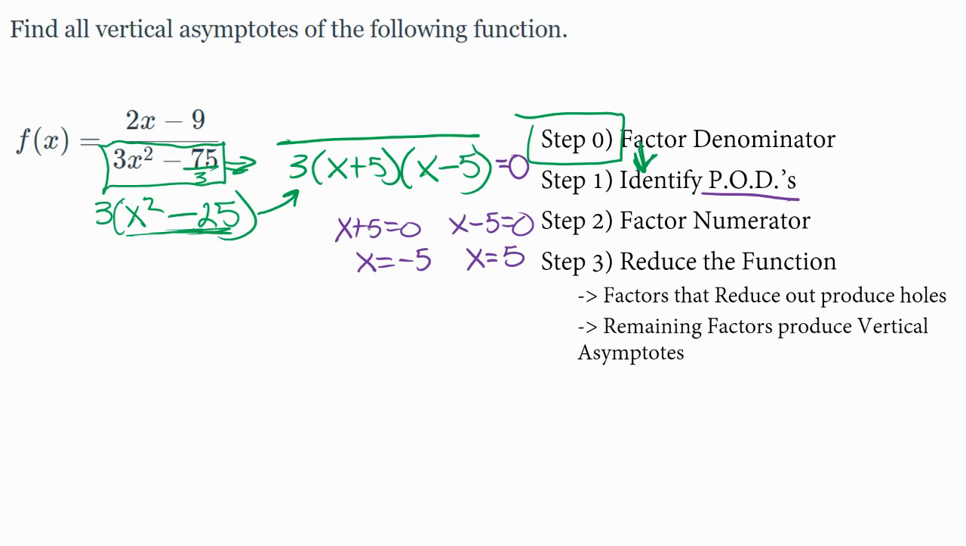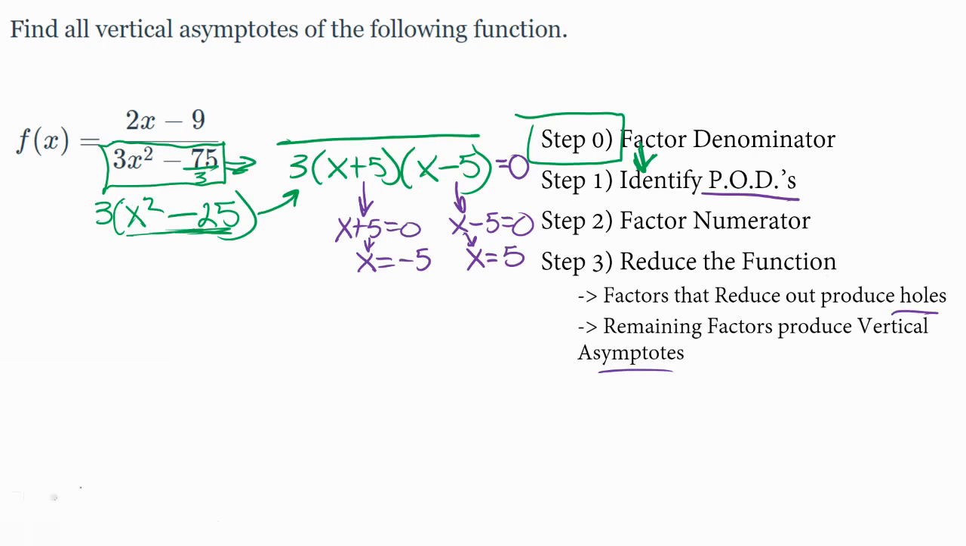Now, it's very important to keep underneath these which factor produced which point of discontinuity, because if I get to the end and something cancels, I want to know which one is canceling, because that will define which one of these is which type of discontinuity, whether it be a horizontal asymptote or a vertical asymptote or a hole.